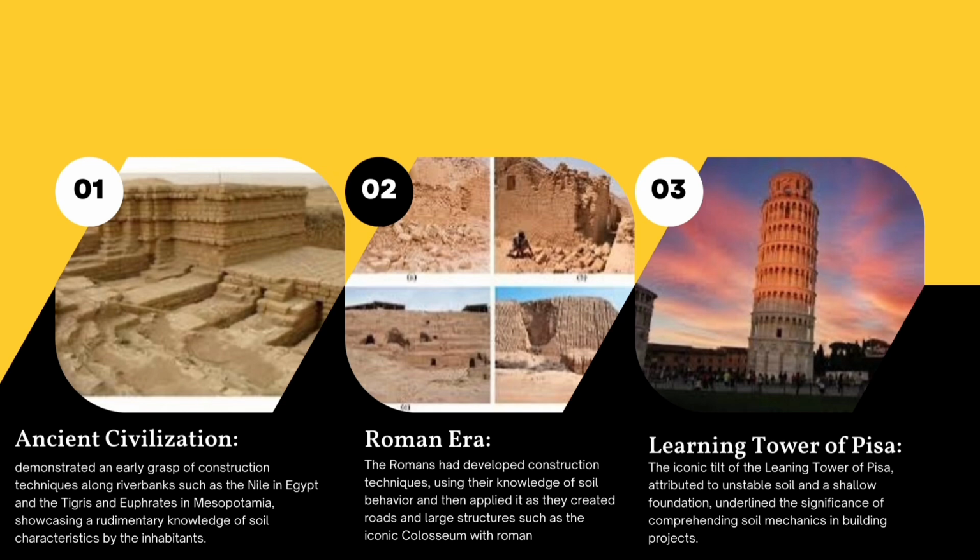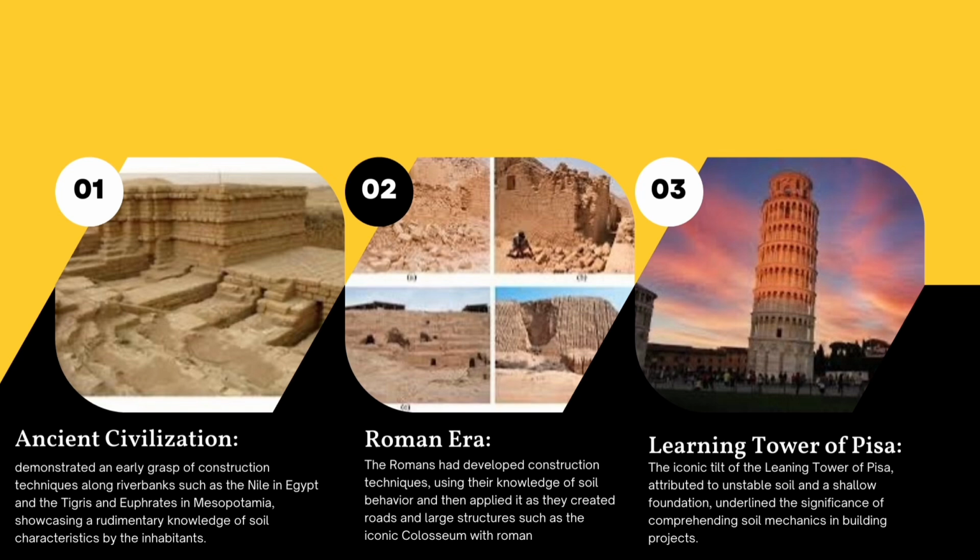So the next era is the Roman. The Romans had actually developed construction techniques using their knowledge of soil behavior and then applied it as they created roads and large structures such as the iconic Colosseum, with Roman concrete that scientists still research today about its durability.